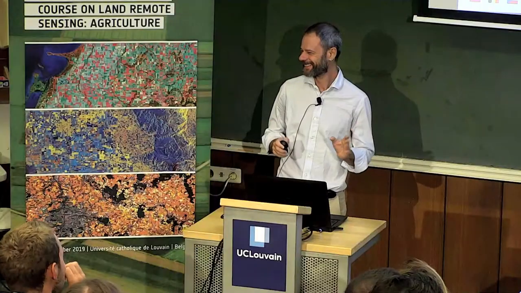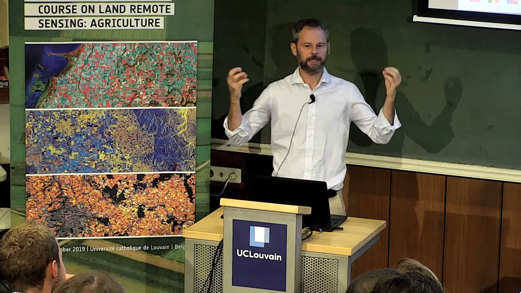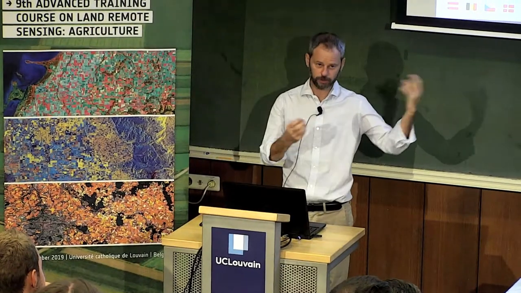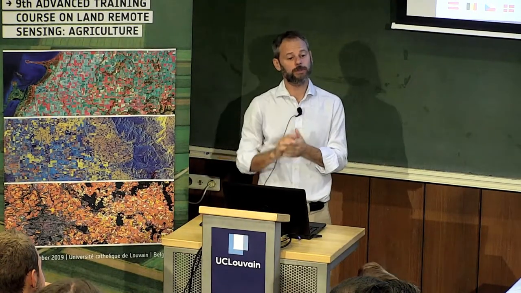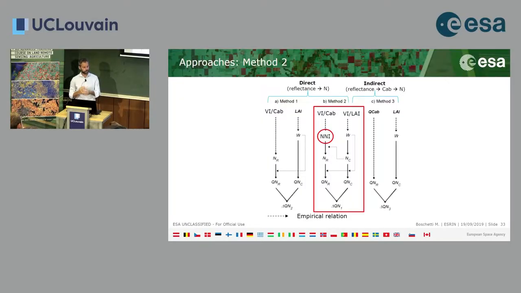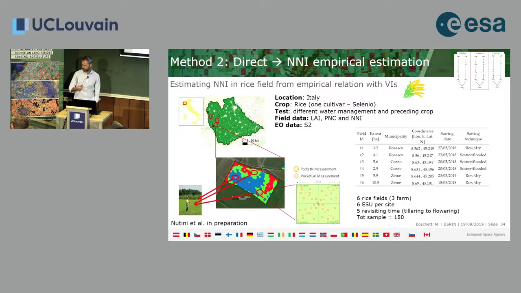More or less? Okay. So the second approach is a bit more straightforward. We don't estimate what is really, from a biophysical point of view, the main concept, which means nitrogen and biomass, or nitrogen and leaf area index. We go straight to the nitrogen nutritional index. This could be even better, if it works, because we can have a straight way to provide those maps to the farmer. So we did another experiment.